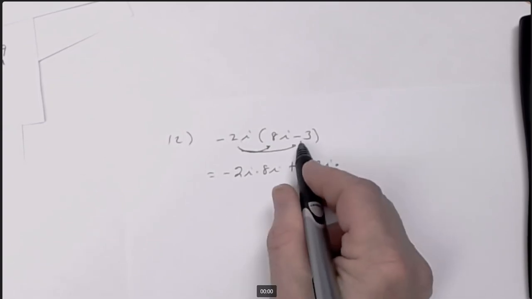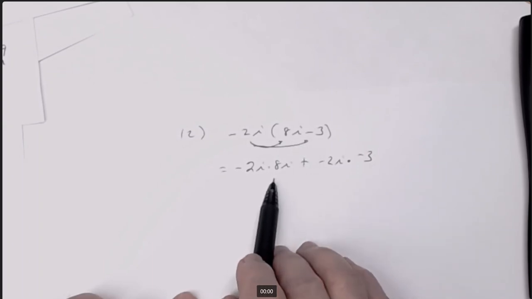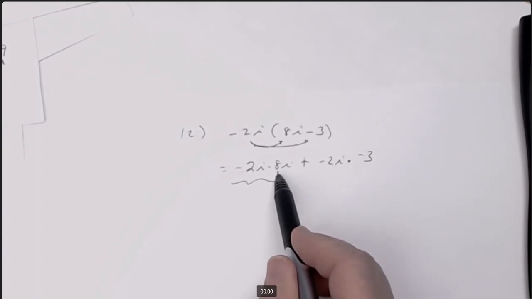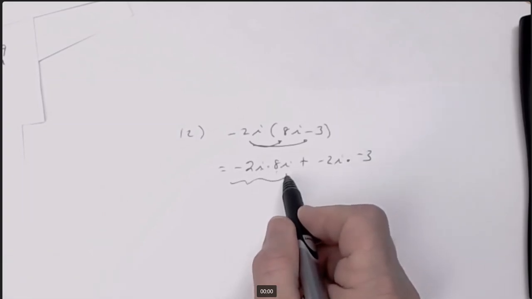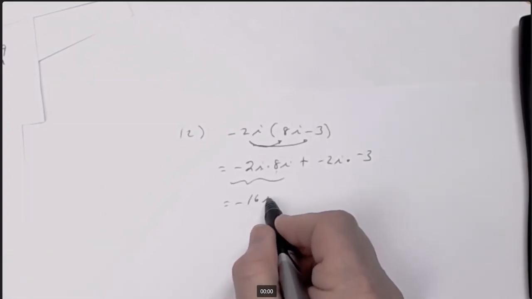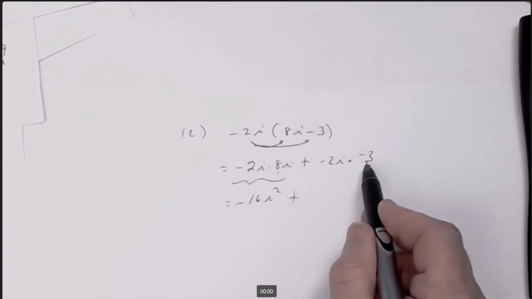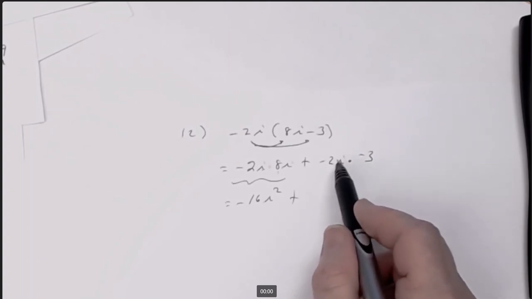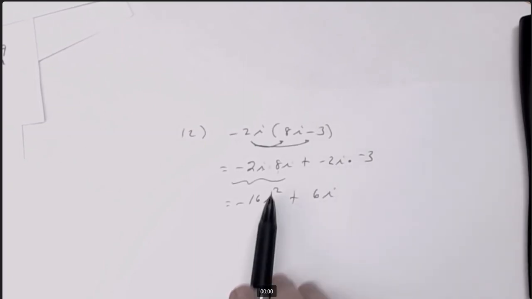Okay, now let's look at this part right here. What is a negative 2 times 8? Be careful. i times i is what? i squared. So this is a negative 16i squared. Plus, what's a negative 2 times a negative 3? Positive 6. So what's a negative 2i times a negative 3 then? A positive 6i. See, this was an i squared because i times i is i squared, but that's just one i here, so positive 6i.